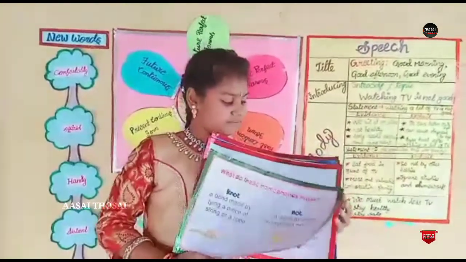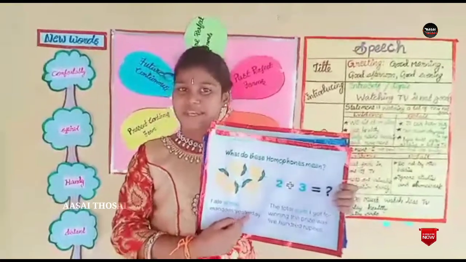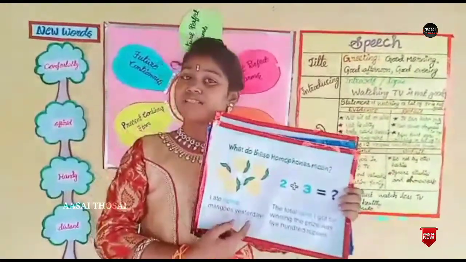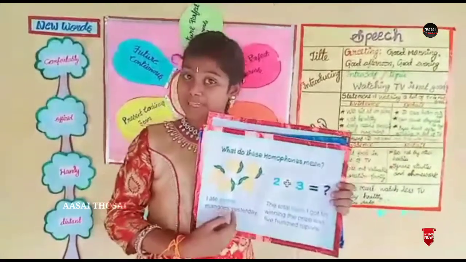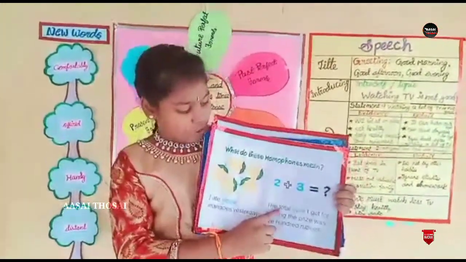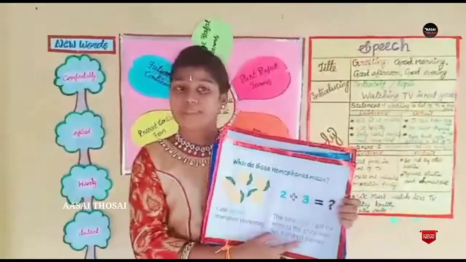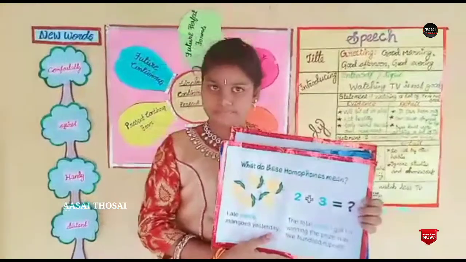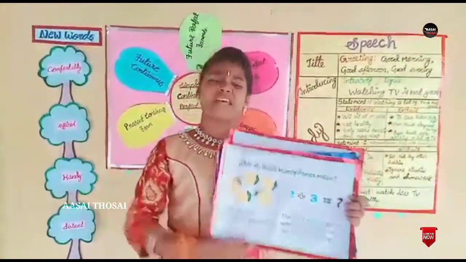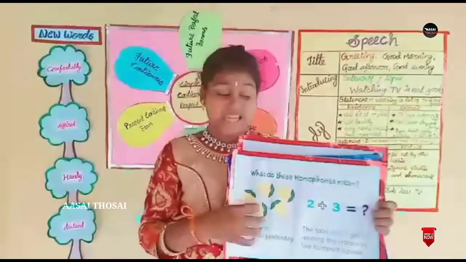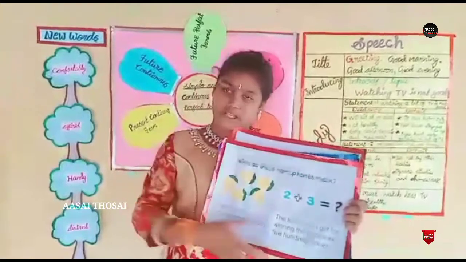Next. I ate some mangoes yesterday. S-O-M-E. The total sum I got for winning the prize was 500 rupees. S-U-M sum. S-O-M-E some means a little amount as a quantity. And S-U-M sum means adding some quantities or more quantities.